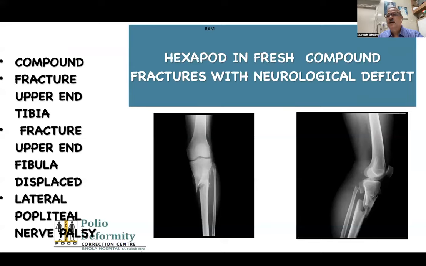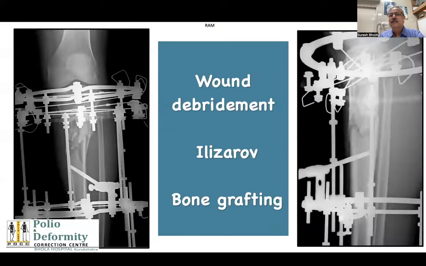in the upper third of the tibia. There was lateral popliteal nerve palsy as well in this case. We did wound debridement, Ilizarov application with bone grafting. Ilizarov is one of the methods which gives you post-operatively an area to play. What does that mean? It is a modular situation. What does that mean? This means you can still play about the position of the fragments.